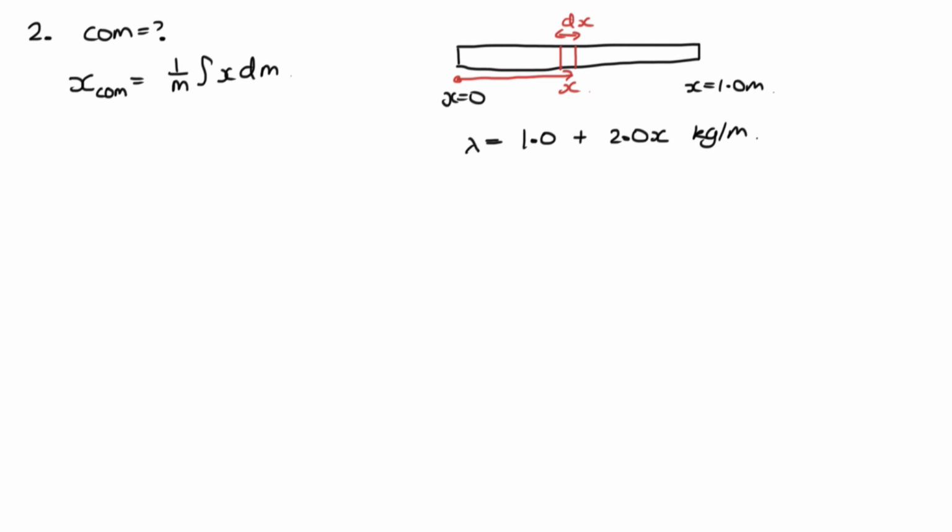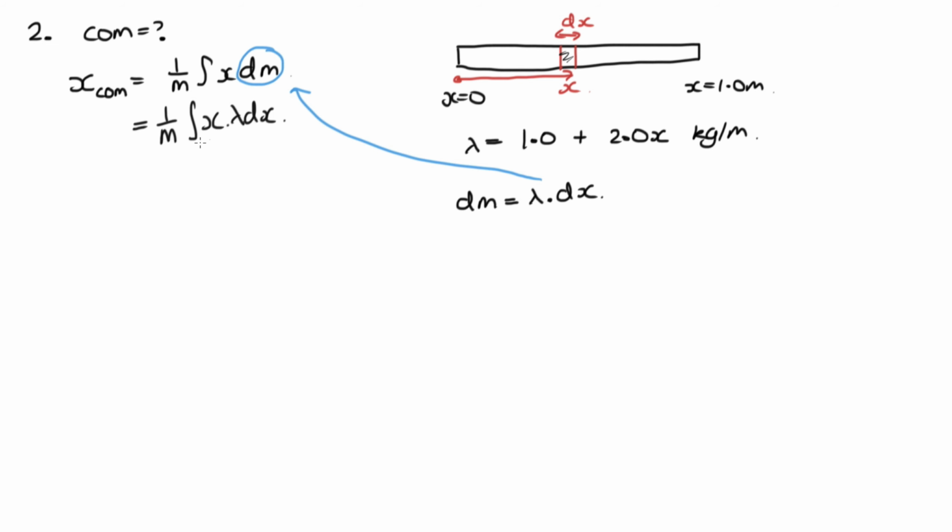What we'll need to start by doing is working out, well, what's the mass of this little bit here? So dm is going to be equal to the linear density lambda times dx. And so what we can do is replace this dm here with this expression for dm here. So we can write this is equal to 1 over capital M, this is the total mass of the rod, times the integral of x times lambda dx.